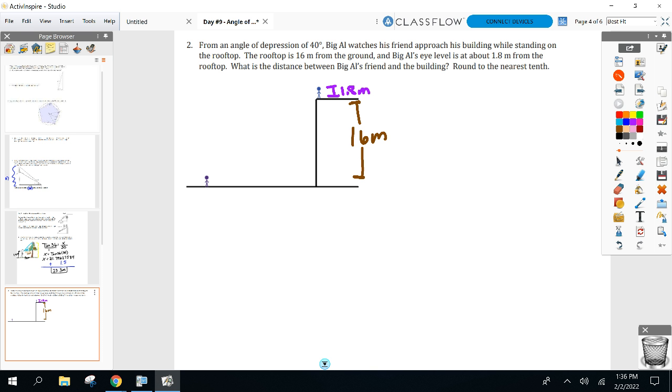What's the distance between his friend and the building? So everyone look at Big Al's friend and the building. See that distance between them? I want to know what it is.